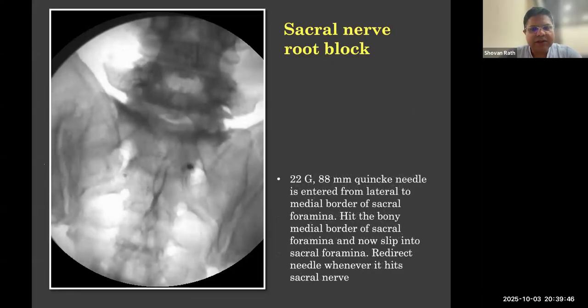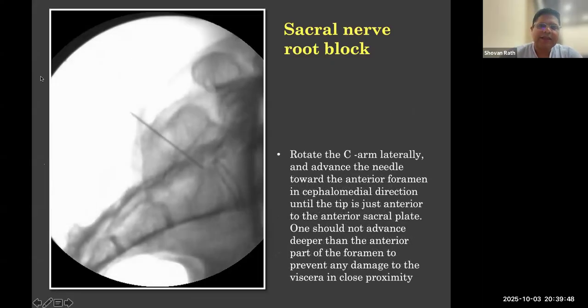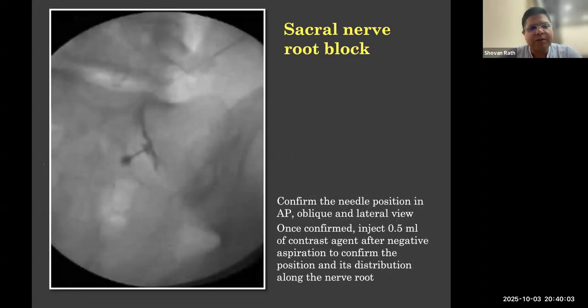Just see, this is how we put the needle. This is the posterior cortex. This is the anterior cortex. You have to align them in a single line so that an oval structure will be seen and you can put your needle inside. You don't have to go much in because vessels are also inside. Again, you can put some amount of dye and see the dye distribution along the nerve.